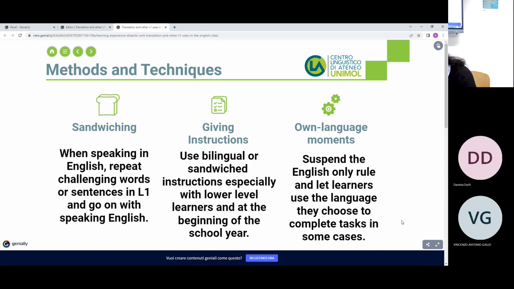Methods and techniques very, very quickly, and then only one activity, okay? So, I'd like you to, so I'm going to give you an example of what we can use, how we can use L1 and translation in these cases. So these are methods and techniques that teachers can use, but also that learners can use for peer correction.